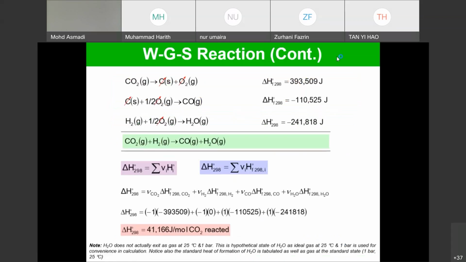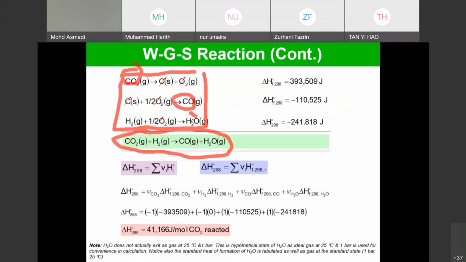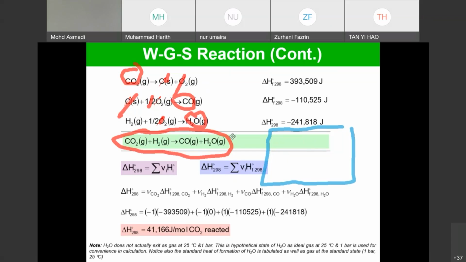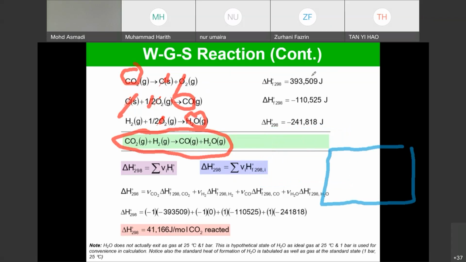So the water gas shift, this is the full equation, because in order to get the heat of reaction of the water gas shift reaction, we need the heats of formation. This is the formation of CO2, CO, and also H2O. From this one, we just cancel out this one, right? Cancel out, so we can get the total equation, and just sum up.